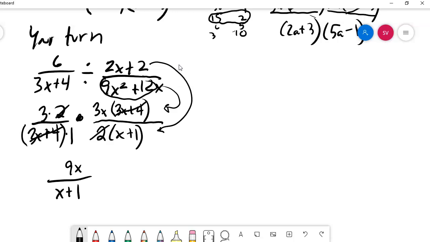And this concludes problems related to multiplying and dividing by polynomial fractions.